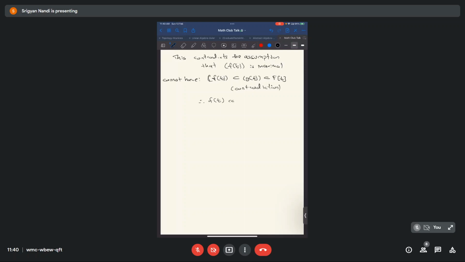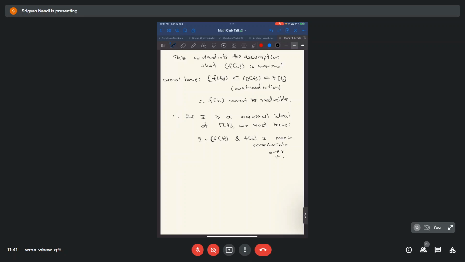Therefore, f(t) cannot be reducible. Therefore, if I is a maximal ideal of F[t], we must have that I is generated by some f(t), and f(t) is monic irreducible over F. And that concludes the theorem.